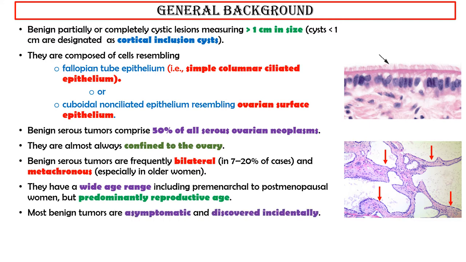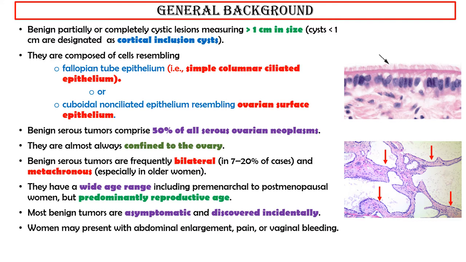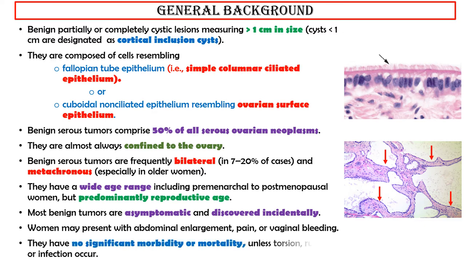Most benign tumors are asymptomatic and discovered incidentally. Women may present with abdominal enlargement, pain, or vaginal bleeding. They have no significant morbidity or mortality unless torsion, rupture, or infection occur.